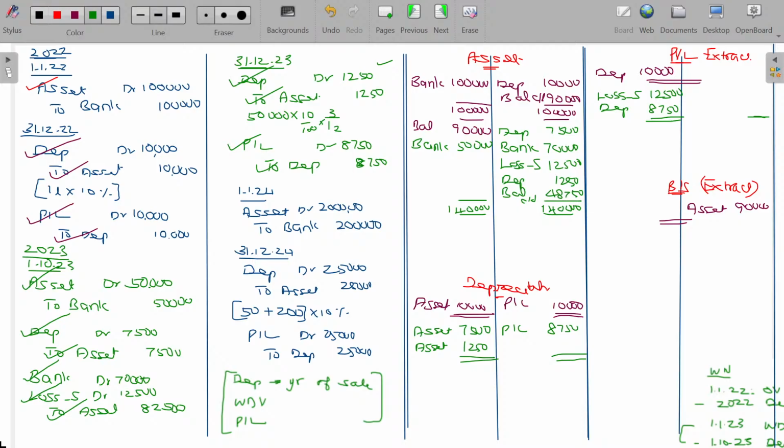And try to find out whether this answer is matching here. Else you have made a mistake. Clear? This becomes opening for the next period. Opening for the next year. Balance in the beginning of the next year 48,750. You are getting this right?